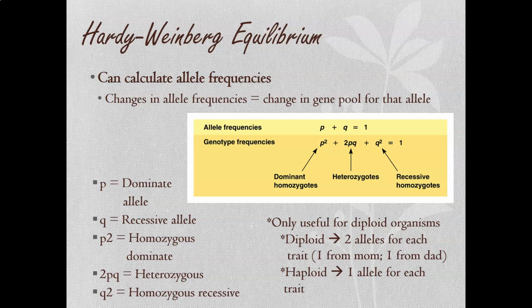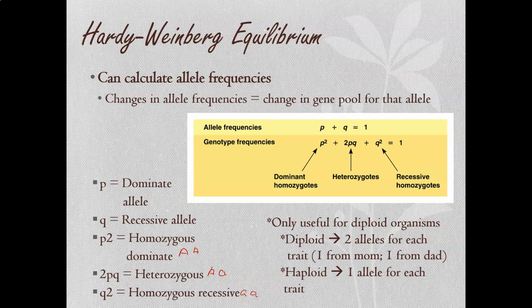Now, if I want to look at genotypic frequencies, this is where I'm asking: do I have two capital letters? Do I have one of each? Do I have two lowercase? So p squared is your homozygous dominant. Your heterozygotes are the frequency of having one of each. And then my homozygous recessives look like that.